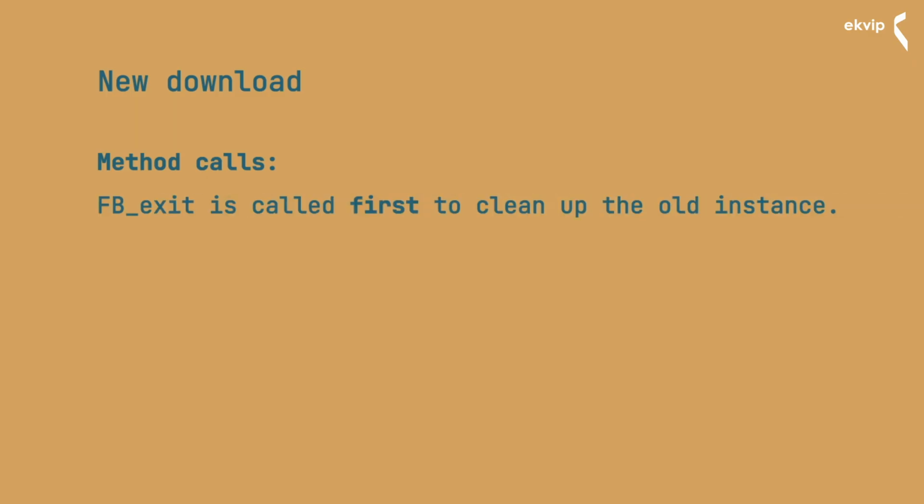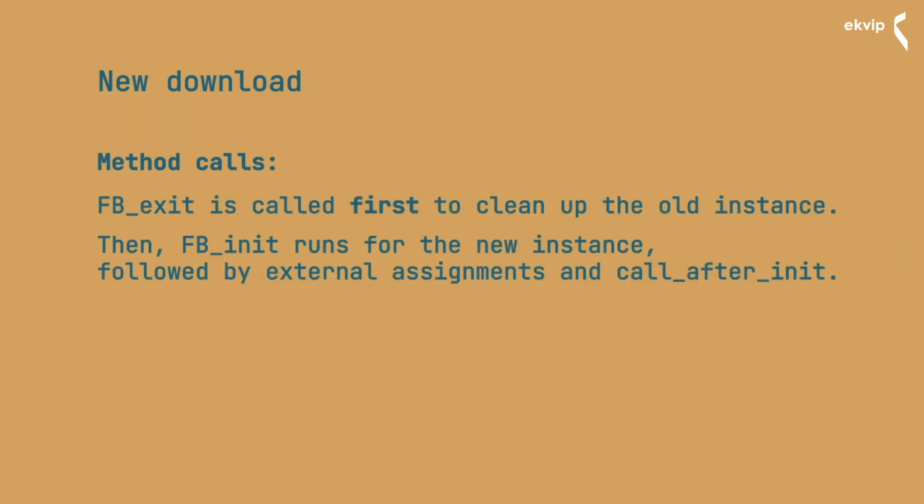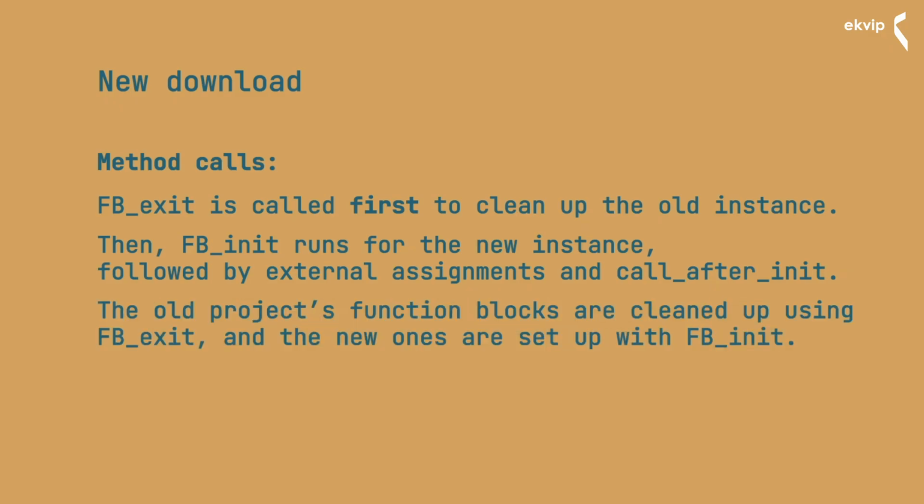Operating case 2, new download. What happens when you overwrite an existing project with a new one? Method calls: FB_exit is called first to clean up the old instance. Then FB_init runs for the new instance, followed by external assignments and CallAfterInit. It's like a full refresh. The old project's function blocks are cleaned up using FB_exit, and the new ones are set up with FB_init.